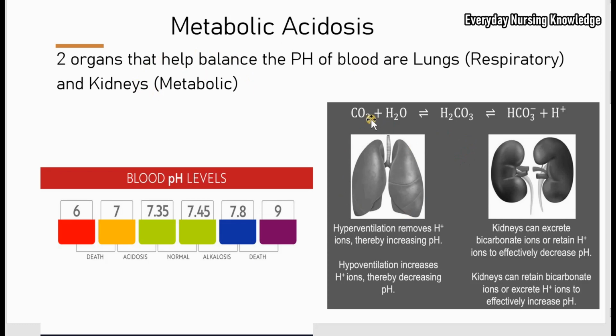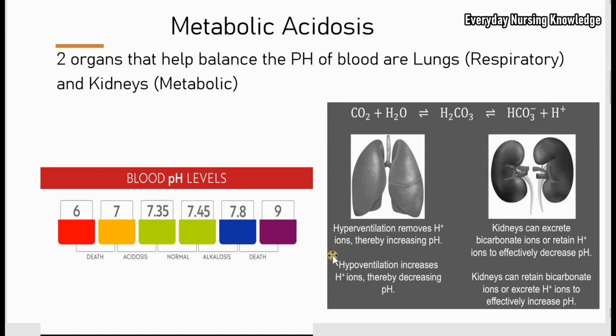Now coming to lungs, the carbon dioxide which is inhaled as well as the carbon dioxide formed as a byproduct of metabolism combines with water to form carbonic acid. This carbonic acid is a weak acid and it splits into bicarbonate and hydrogen ions. So when the lungs hyperventilate, that means when the respiratory rate and depth increase, it blows off, it removes the carbon dioxide. And when the carbon dioxide level drops, the hydrogen ion concentration also drops. So when the hydrogen ion concentration drops, it increases the pH.